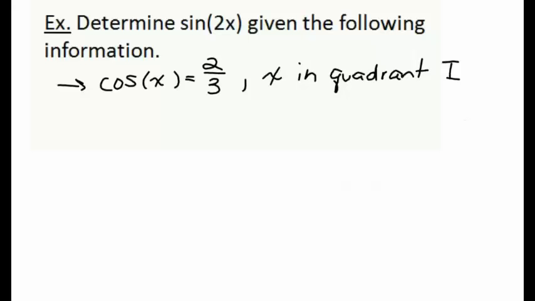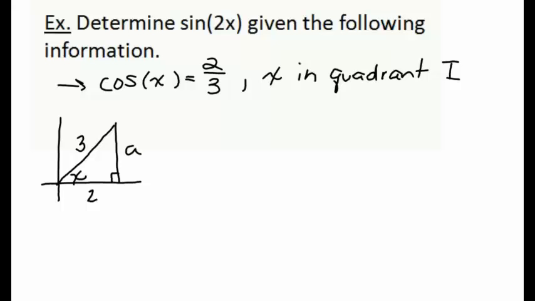In this example, we'd like to determine the value of sine 2x if we know the following information. We know that cosine of x is equal to 2 over 3, and we know our angle x is in quadrant 1. Since x is in quadrant 1, we can draw a right-angled triangle like this, and we know that the ratio of our cosine function is 2 over 3. That means that the adjacent over the hypotenuse is 2 over 3. So if we want to figure out sine of x, or tan of x for example, we need to figure out this other missing side, which we can do using Pythagoras' theorem.